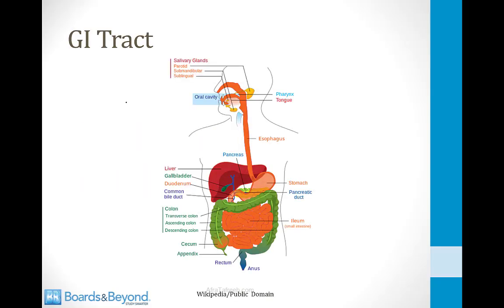Here's a drawing of the gastrointestinal tract, which you are all hopefully familiar with. It begins at the oral cavity and goes all the way to the anus, and it includes the intestines, the stomach, and the esophagus. What we're going to do in this module is go through a couple of key structures that you should know for step 1 of your boards.